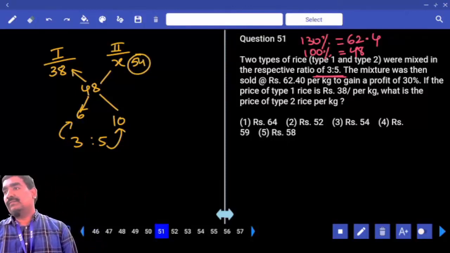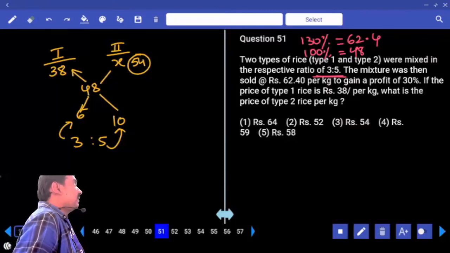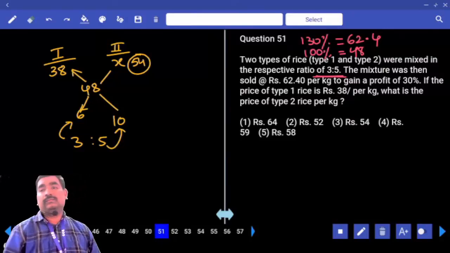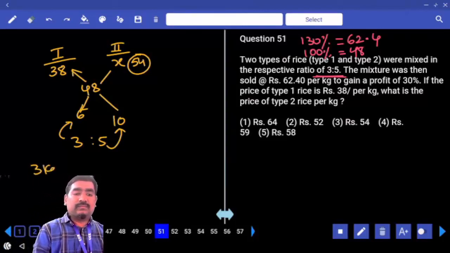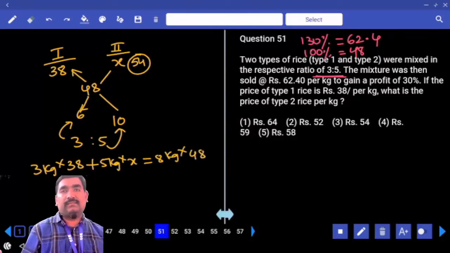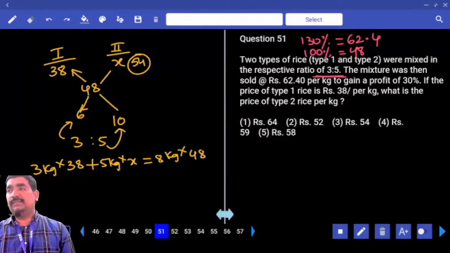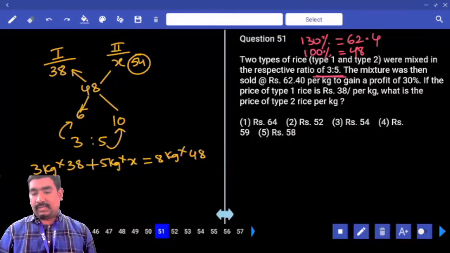Reverse alligation. X is 6 more than 48. 48 plus 6, 54. Or else you can do 3 kg into 38 rupees plus 5 kg into x rupees equal to total 8 kg into 48. There also you can find the x value. 8 kg is 3 plus 5. That's also you can do. Next one.